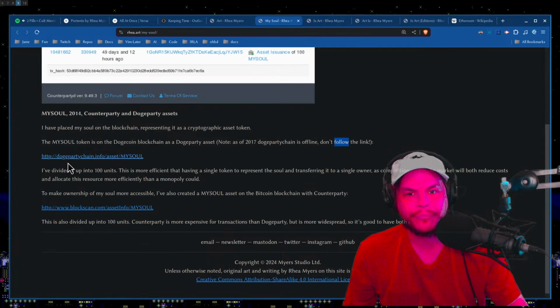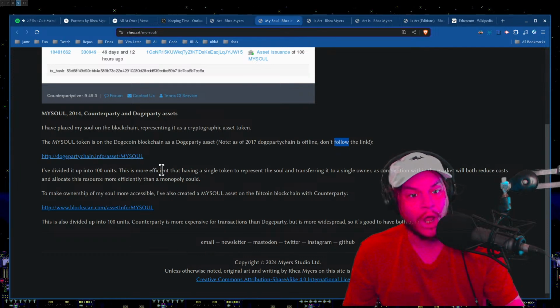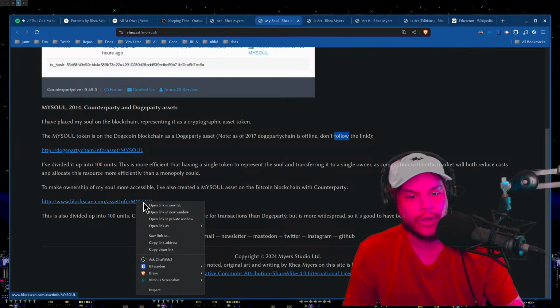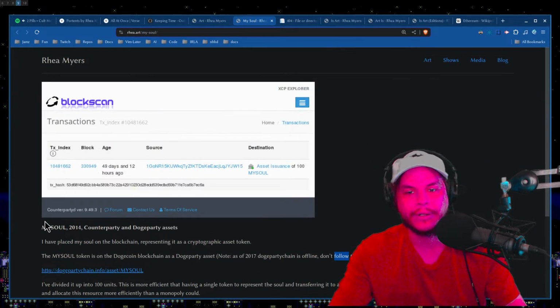Oh, wrong one. It's divided up into 100 units. This is more efficient than having a single token to represent the soul and transferring it to a single owner. As competition within the market will both reduce cost and allocate this resource more efficiently than a monopoly could. To make the ownership of My Soul more accessible, I've also created a My Soul token on the Bitcoin blockchain with Counterparty. This is also divided up into 100 units here. These 404s, they hurt.